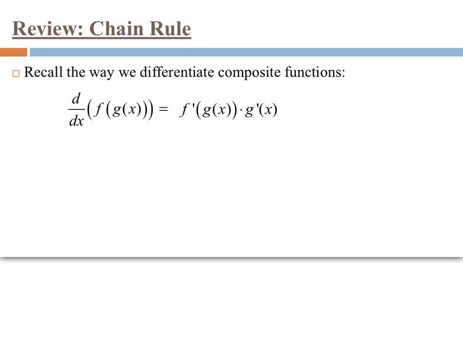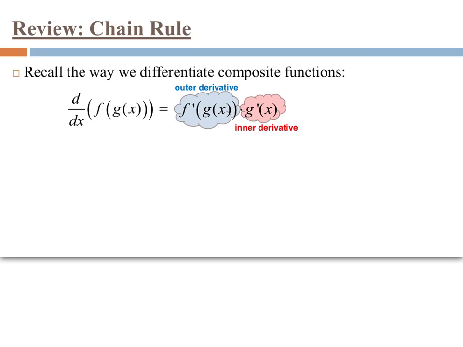So first, let's do a little recap on the chain rule. If you remember, the chain rule was the way that we differentiated composite functions. In other words, functions like g of x within other functions like f of x. So how do you begin the chain rule? Well, you start with the outer derivative, f prime, but you keep the insides intact. Then you multiply by the inner derivative, g prime of x.